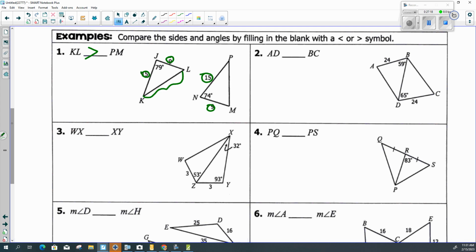So look at number 3. This is 79 and this is 74. So if I'm comparing two angles, this is larger. Smaller. It's a smaller one. Because the 74 is smaller than the 79.